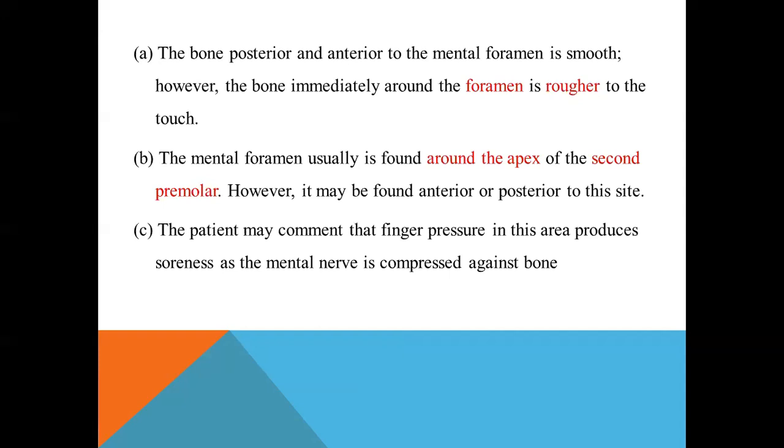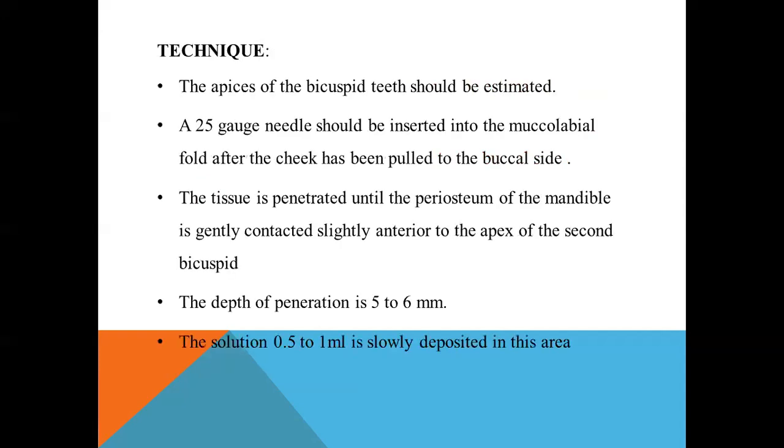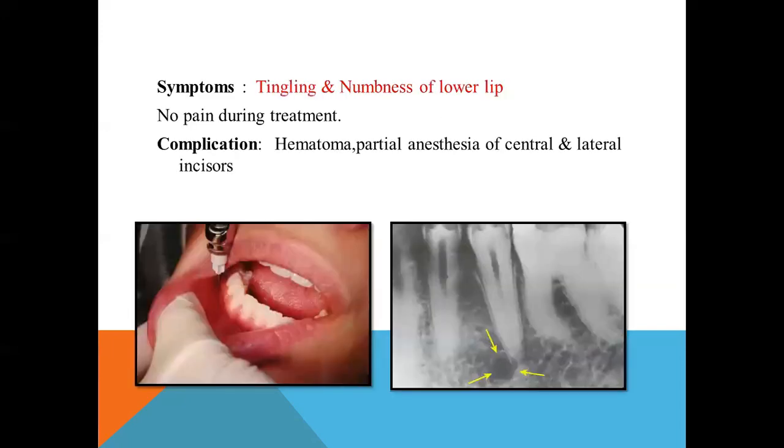Remember, the patient may complain that the finger pressure in this area produces soreness as the nerve is compressed against the bone. The apex of the tooth should be estimated. A 25 gauge needle should be inserted. The tissue is penetrated until you touch the periosteum of the mandible in the region of the apex of the second premolar. The depth of penetration is 5 to 6 mm and the solution deposited is 1 ml.